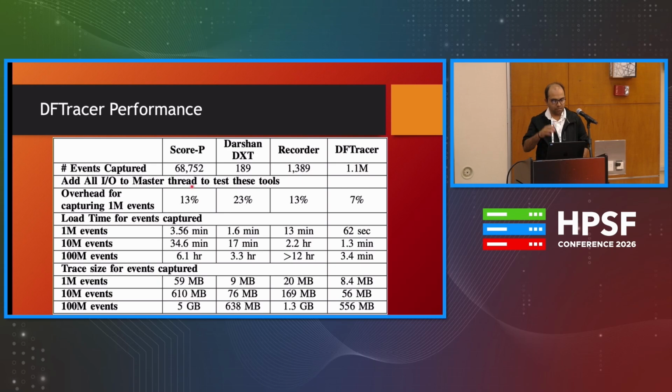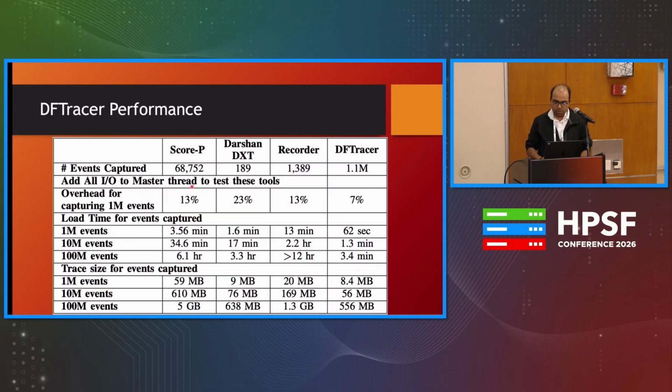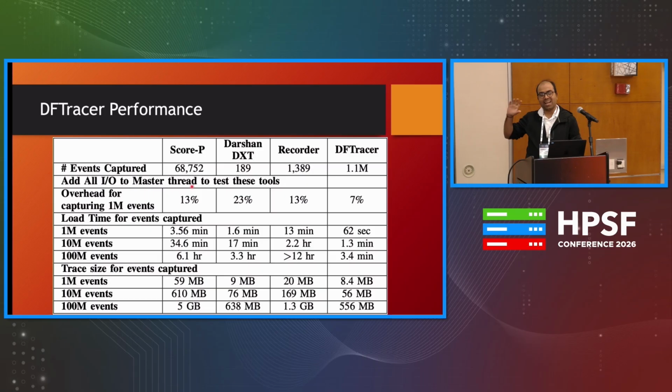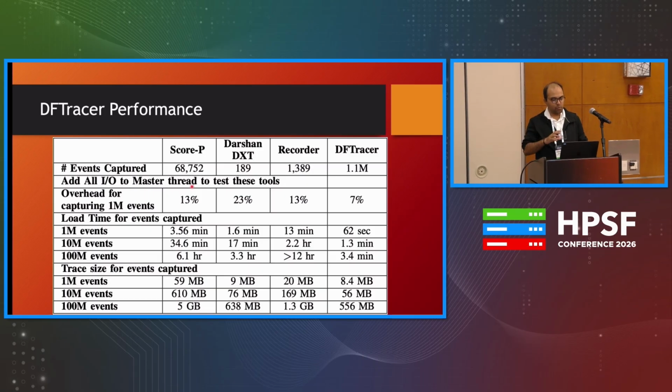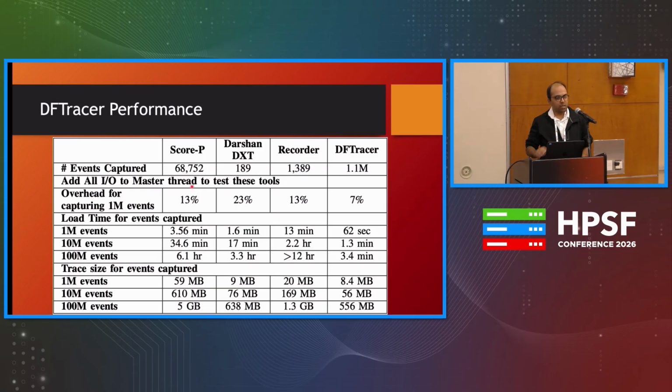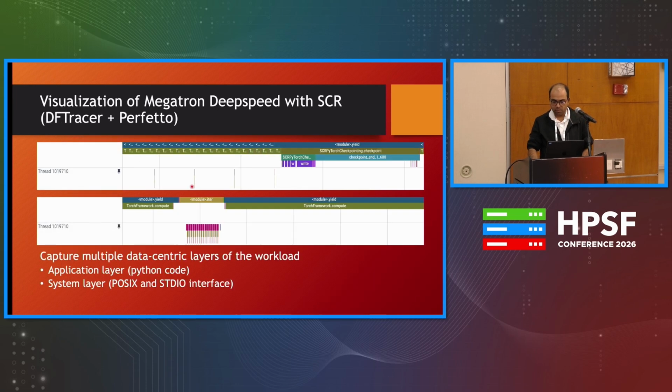And so as you see here in the lower side of it, as you go to 1 million events, which is very common for deep learning running for a few hours, 1 million I/O events, you'll start seeing the trace sizes, the time to load the data, everything keeps exponentially increasing. And so DFTracer, on the last column, is more of an analysis-friendly framework, which will keep the overheads low, but at the same time maintain performance.